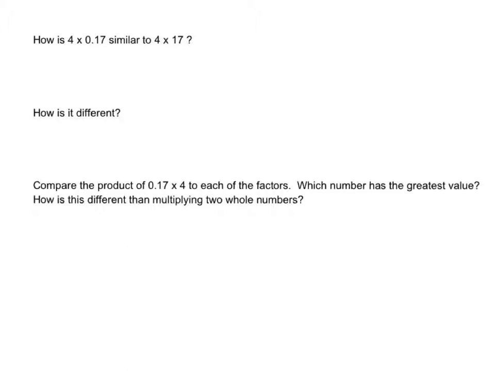One way that these are similar is that they have the same digits in them. 4 times 17/100ths is 68/100ths. 4 times 17 is 68. So we have those same digits in there. So that's one way that they're similar.